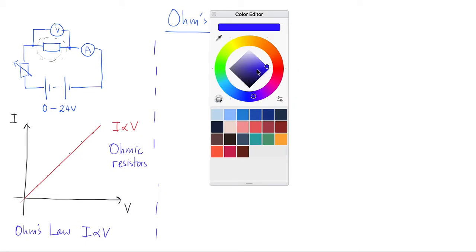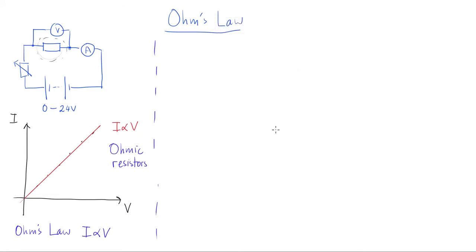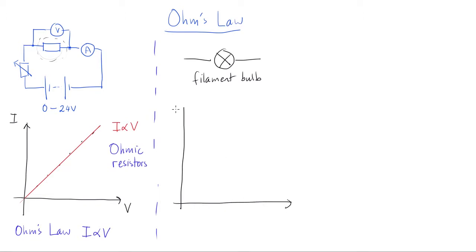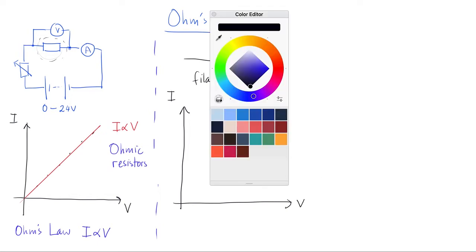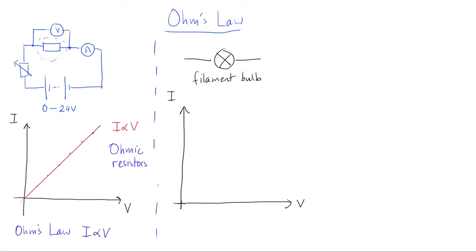Now there's some other components that we could investigate. This one here, or the circuit diagram for a filament bulb, is this circle with a cross through. This is a filament bulb. A filament bulb is not an ohmic resistor, so if we were to investigate its IV characteristics, the graph would be a curve rather than a straight line.